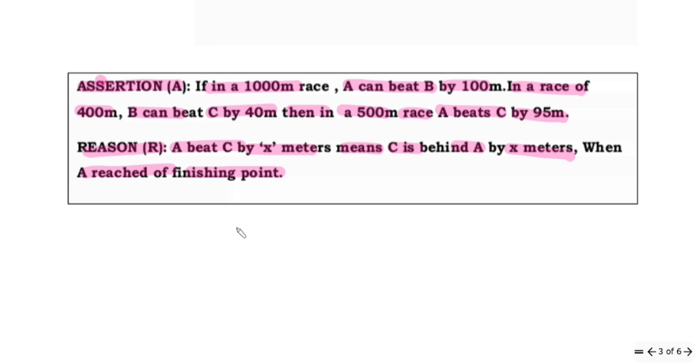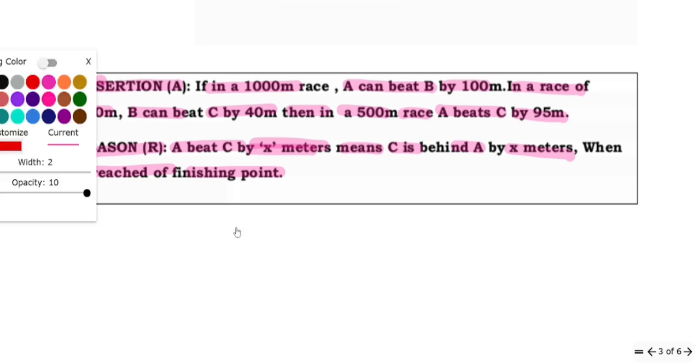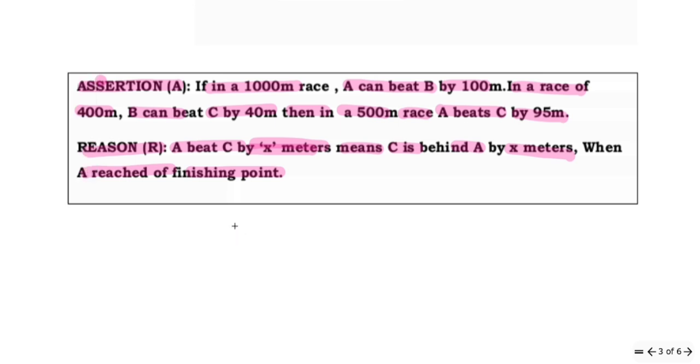Let's think about this. Here, in the reason, they are telling A beats C by X meters. Means C is behind A. Yeah, that's the actual meaning. So the reason is correct. Whenever we get A beats C, it means C is behind A. Here they have mentioned X meters, so by X meters it is behind A, and our A has already reached the finishing point. So reason R is exactly correct.